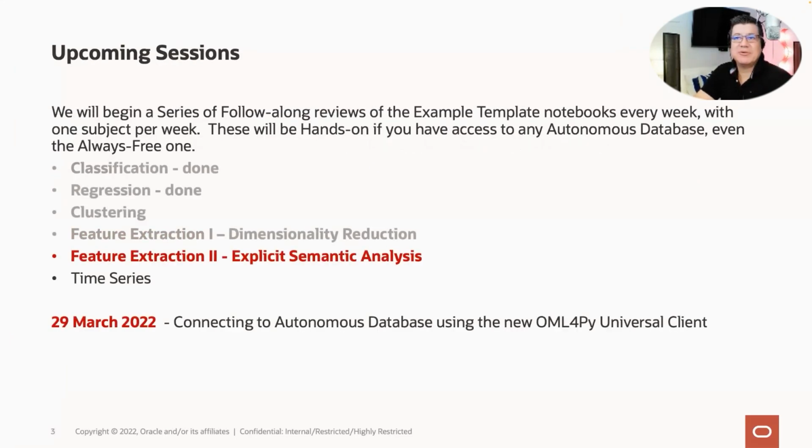The series that we've been working on so far has covered classification, regression, clustering, and feature extraction number 1, which was dimensionality reduction. This session is feature extraction number 2. We're going to talk today about explicit semantic analysis for text. Then we still have one session to go to complete the series, with time series analysis. And on the 29th of March, we're going to do a session on how to connect to the autonomous database using the new OML4Py universal client. That's something that is coming up in the next weeks.